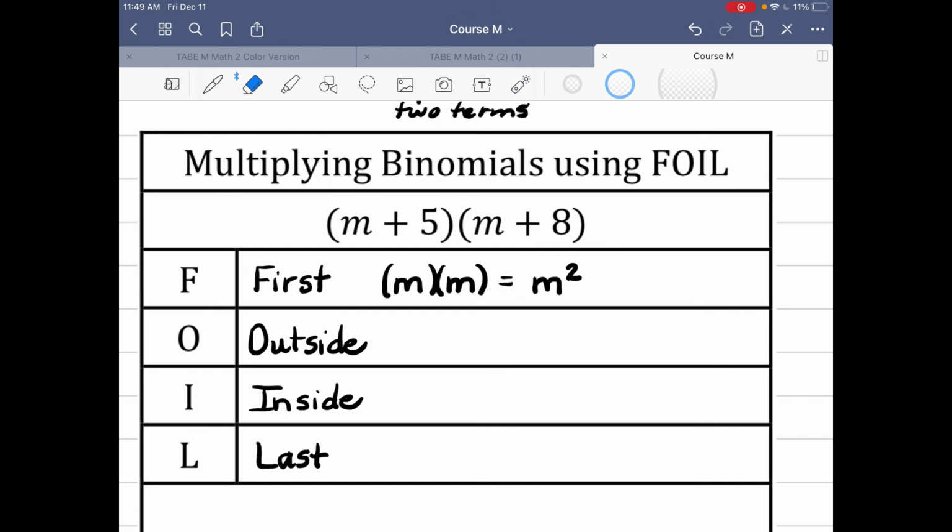Then let's do the outside terms. So we've got m on the outside and plus 8 on the outside. So we have m times plus 8. So that is plus 8m. Those are the outer terms.